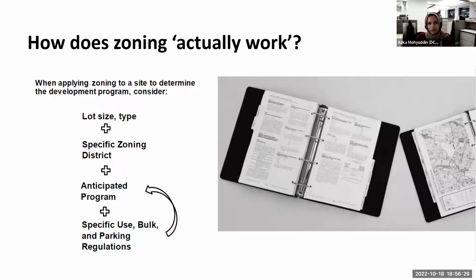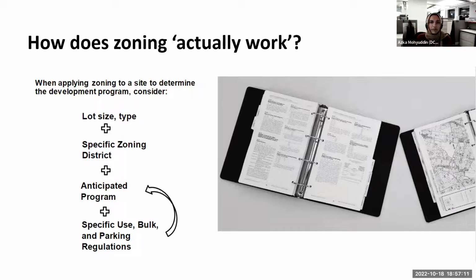So how does zoning actually work? I mentioned all these different things, but when you're applying this to a specific lot and you're trying to determine what the development program will be on a lot, you look at the lot size and type. You look at the specific zoning district it's located in. You can anticipate the program it's going to have based on the use groups and permitted uses within that zoning district. And then you apply the specific use, bulk, and parking regulations to that program. At the end, what you're left with is the different ways that you can build on that lot.